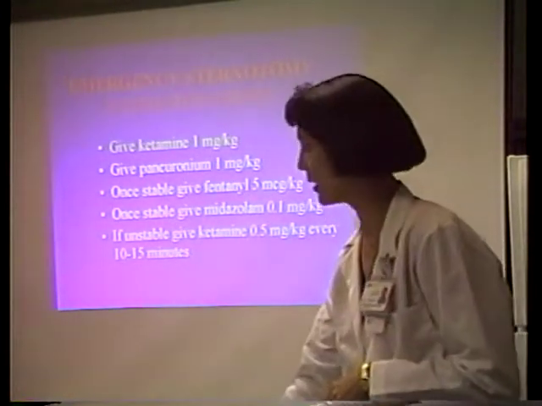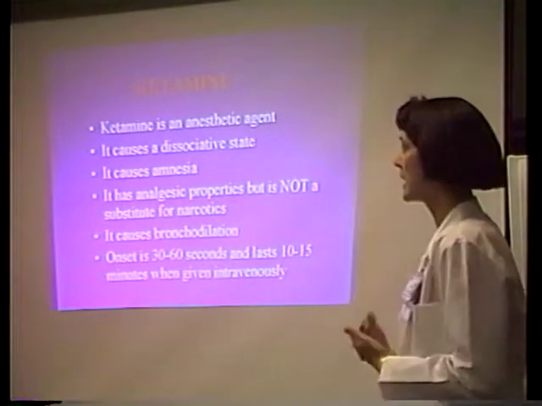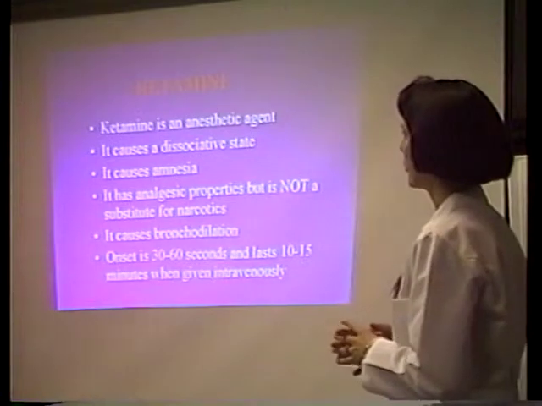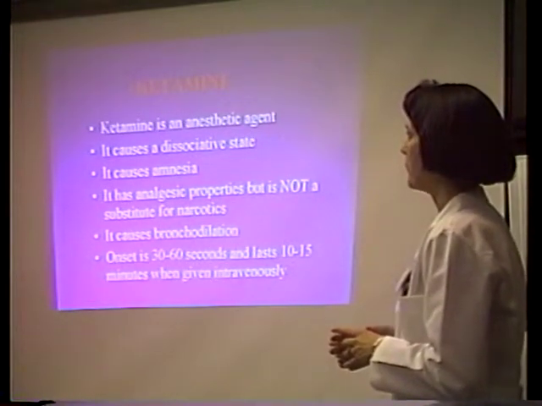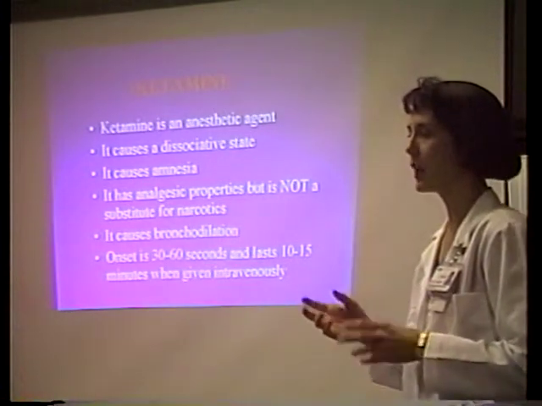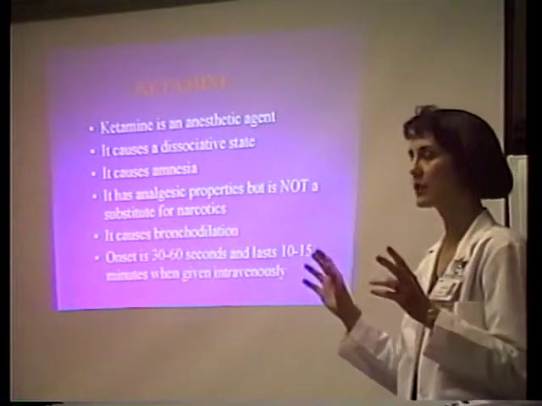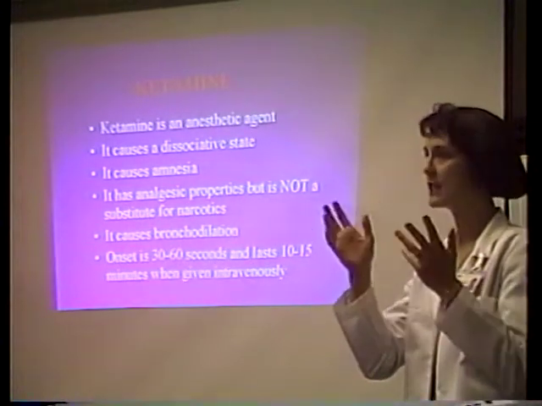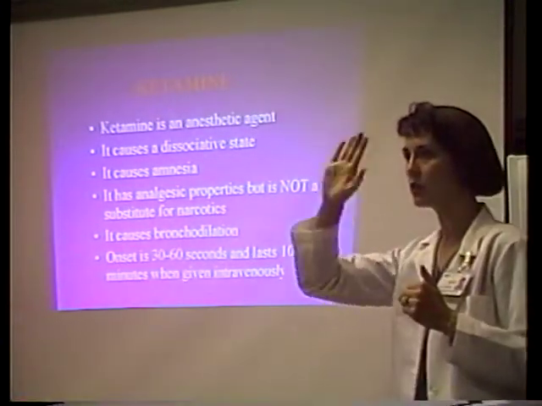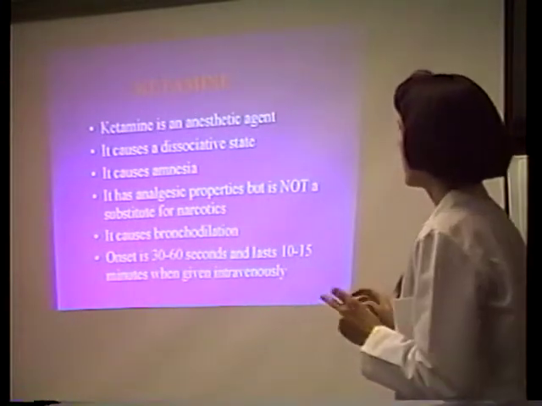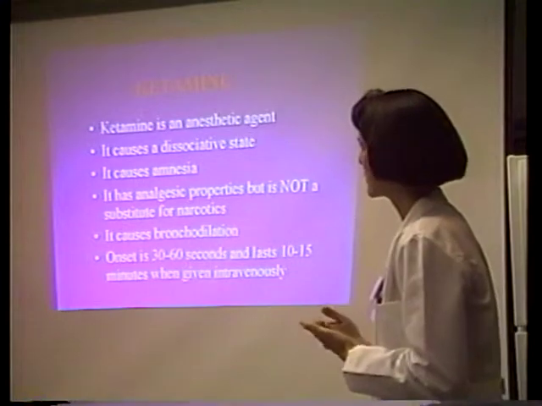And let's just go over ketamine. It's an anesthetic. Sometimes we use it as a sole anesthetic for a procedure in the operating room. It causes a dissociative state, and what that means is that it's directly acting on the brain to dissociate the patient from their environment. So they can be looking at you, their eyes open, and you can talk to them, and they are not there. That's a direct effect on the brain.